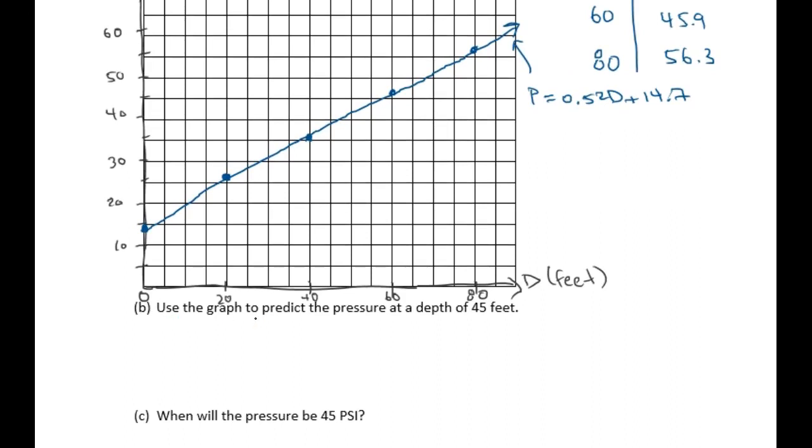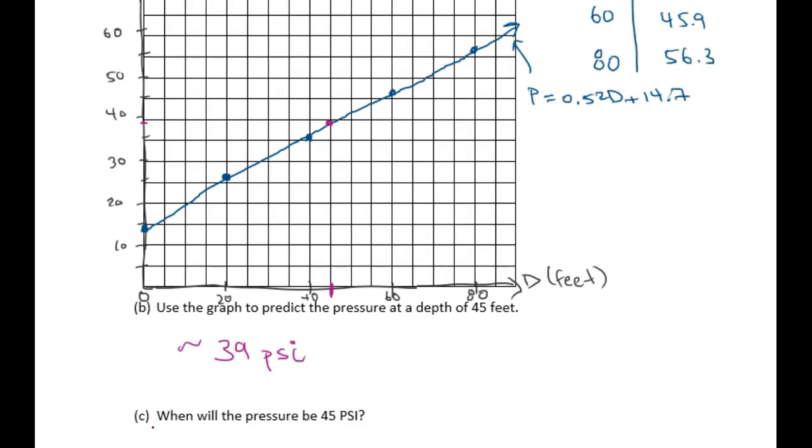B is asking me to use the graph to predict the pressure at a depth of 45 feet. If we look at 45 feet, that'll be between 40 and 50, so 45 is right here. At 45 feet, I'm predicting the pressure to be approximately, maybe 39-ish. We're pretty close to the 40 line, so approximately equal to 39 psi.